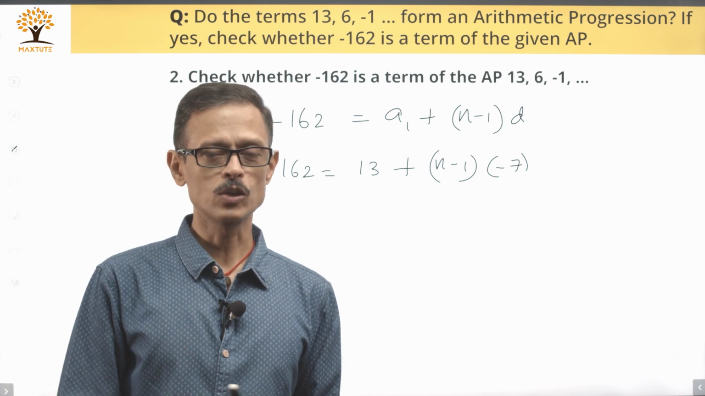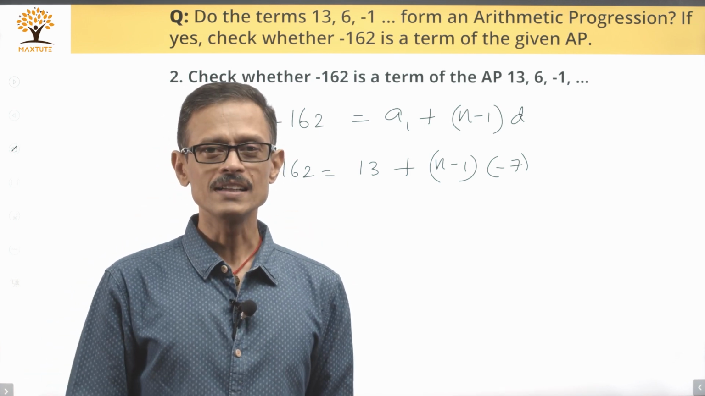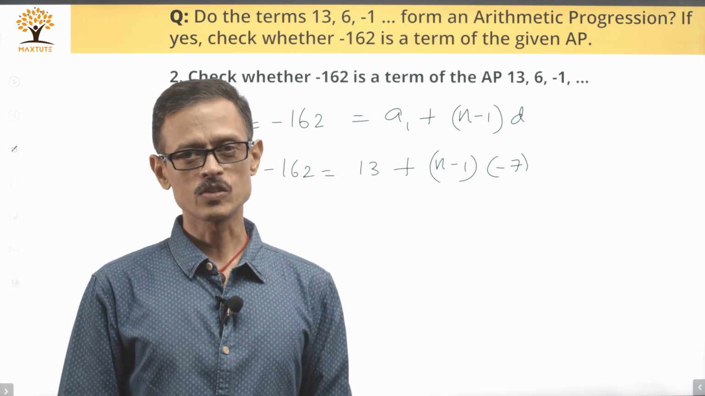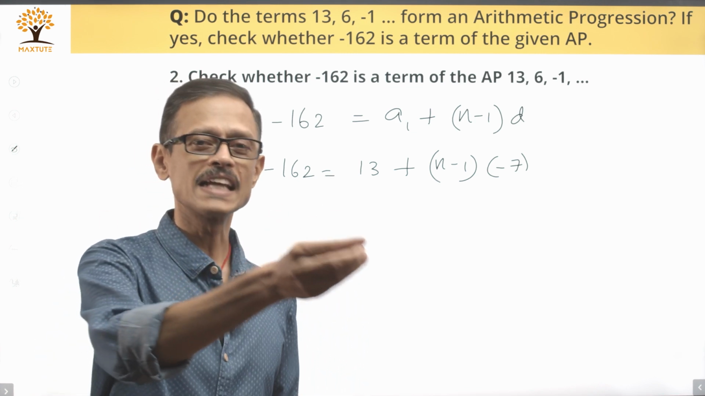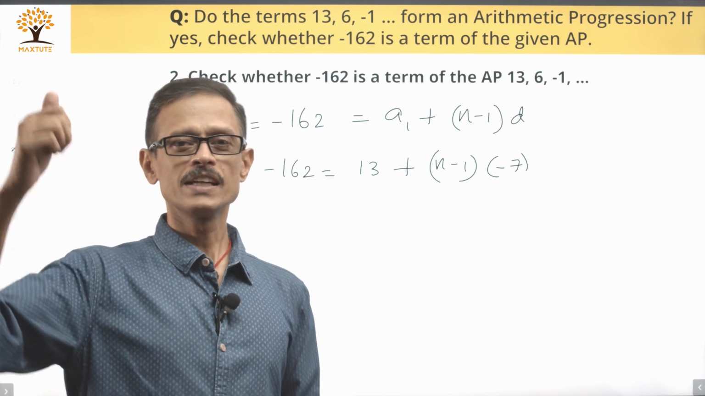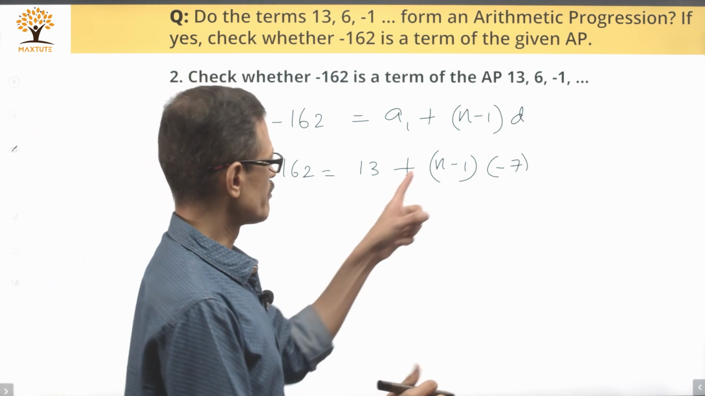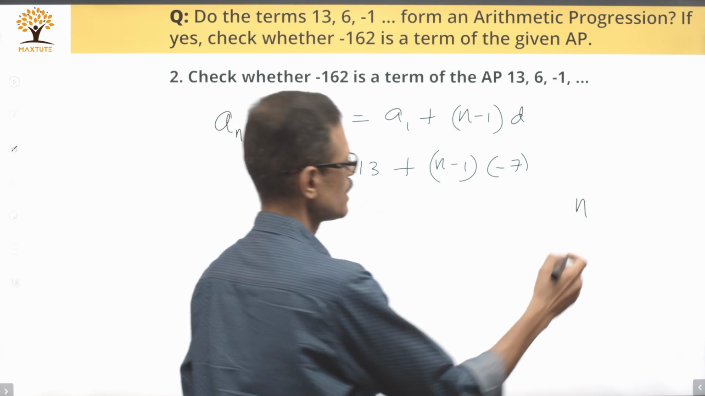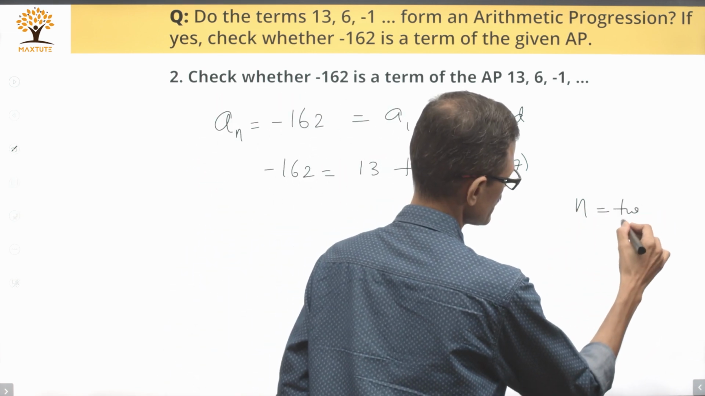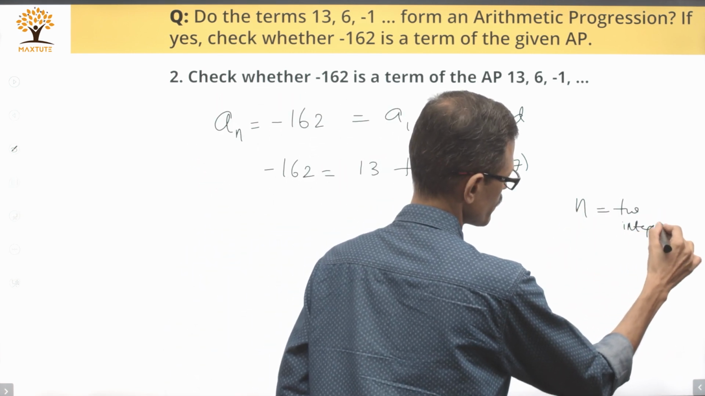Let's just explain that right now before we find the value of n. If minus 162 is a term of this progression, then what will you say? It could be the 28th term, it could be the 19th term, it could be the 5th term, it could be the 100th term, right? So the value of n, if it is a term of the sequence, will be a positive integer, because otherwise it cannot be a term of this sequence.